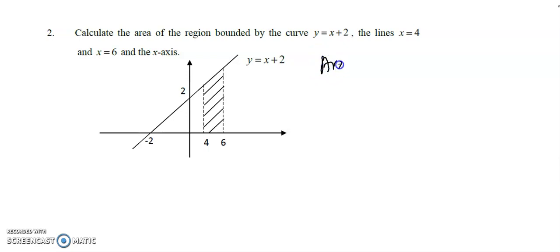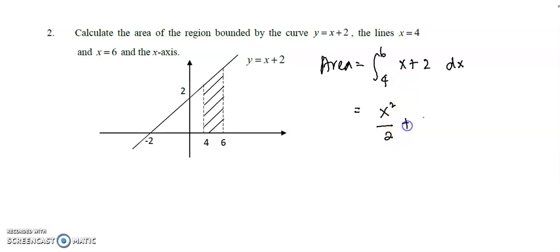To get the area, we just need to integrate from the lower limit 4 to the upper limit 6 the function x plus 2 with respect to x. Once you have integrated and substituted the upper and lower limits, you automatically get the area of this shaded region. So just integrate as usual.